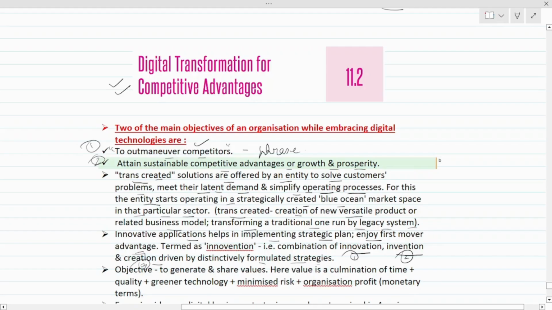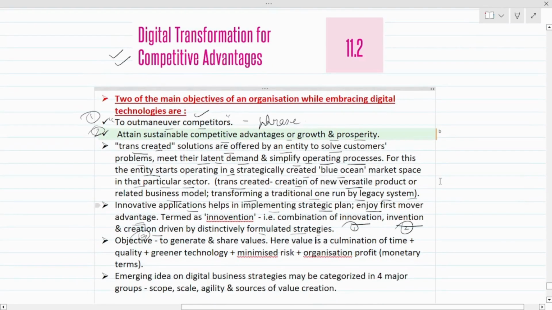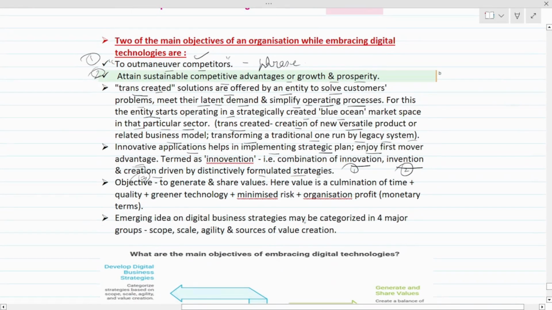Fine. Then objective. What is the objective? To generate and share values. Here value is the culmination of time, quality, greener technology, minimize risk, and organization profit. That is in terms of money, or what we call monetary terms. So the objective basically of embracing digital technology is to generate and share values.